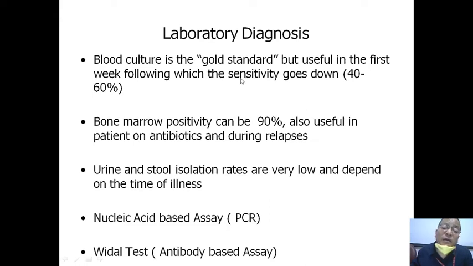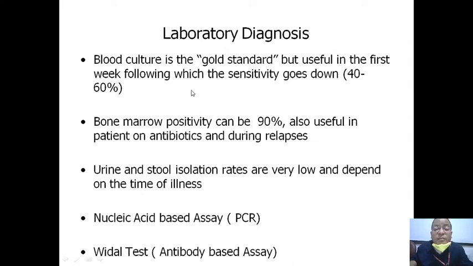Sometimes, if the blood culture is negative and the patient is still suffering from fever at the end of 3 or 4 weeks, one can do a bone marrow aspiration and do a blood and bone marrow culture, where one should be able to isolate the bacteria 90% of the time. In addition to the blood culture, one can also do urine and stool culture, nucleic acid based PCR from the blood samples, and one can look for the antibody assay.